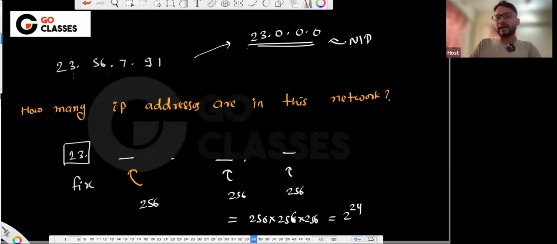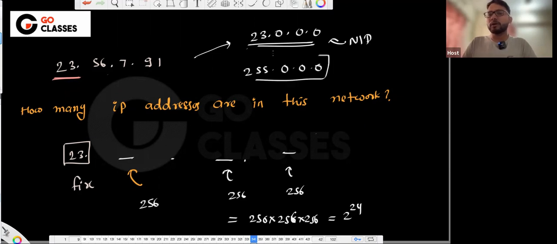If I want to calculate the network mask or subnet mask, then you will say that the first byte will have all ones, which means it will be just 255. Why? Because it is class A. For class A, the network ID is this first byte. That's why I keep all ones in the first byte and all zeros in the host ID, which is all the remaining bytes. So the network mask is 255.0.0.0.